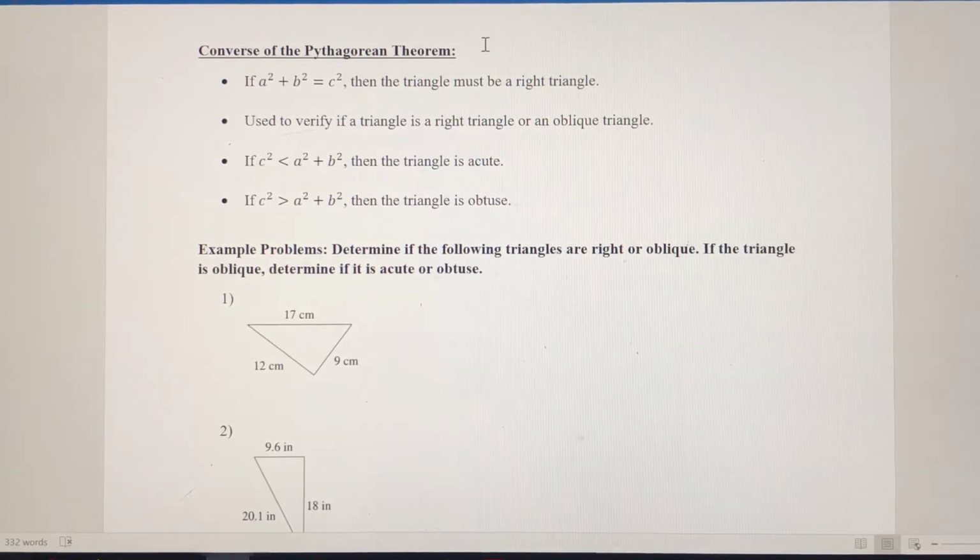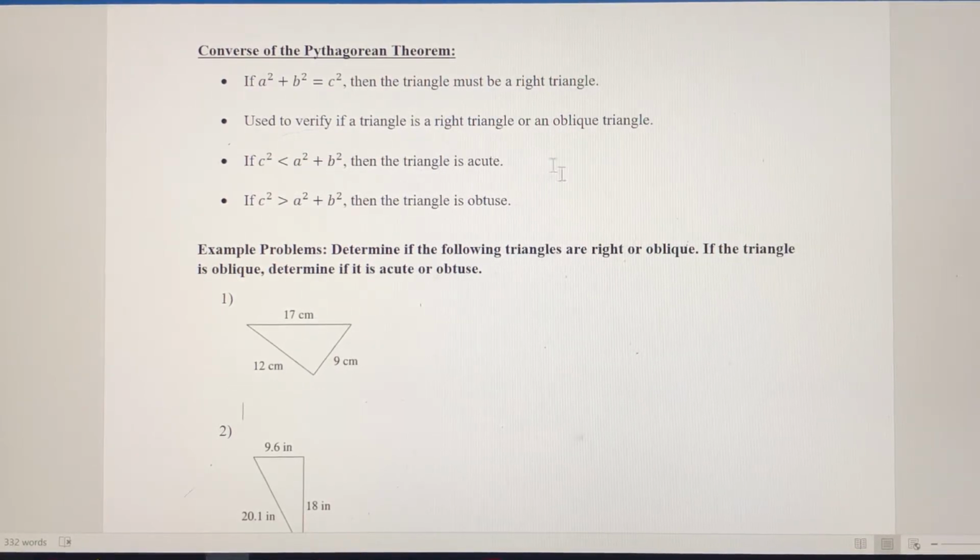Okay, so the Pythagorean theorem says that if you have a right triangle, then a squared plus b squared equals c squared. If you'll think back to geometry, the converse is we're just going to flip what we call the hypothesis and the conclusion. We change the Pythagorean theorem to its converse by saying that if a squared plus b squared equals c squared, then we know we must have a right triangle. So we're just kind of reversing the Pythagorean theorem.